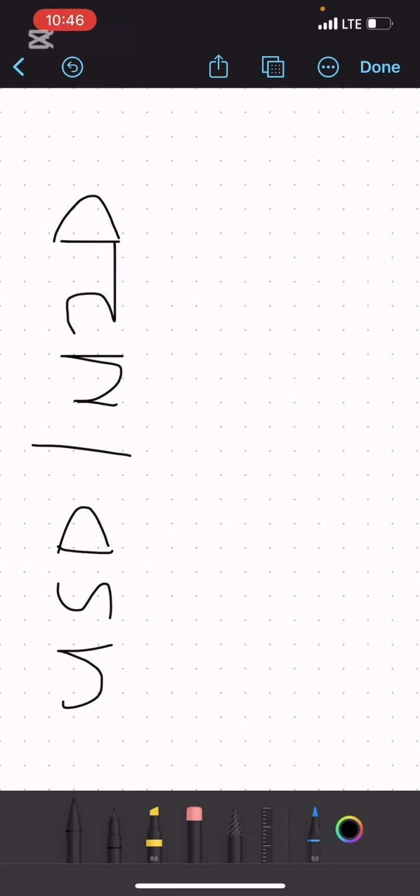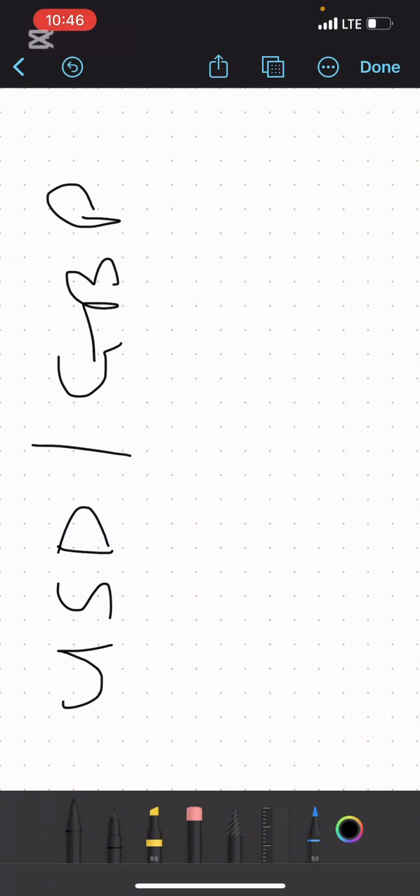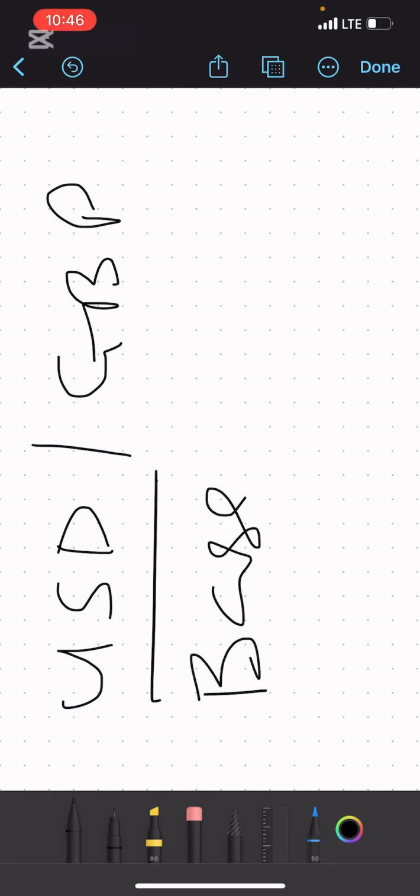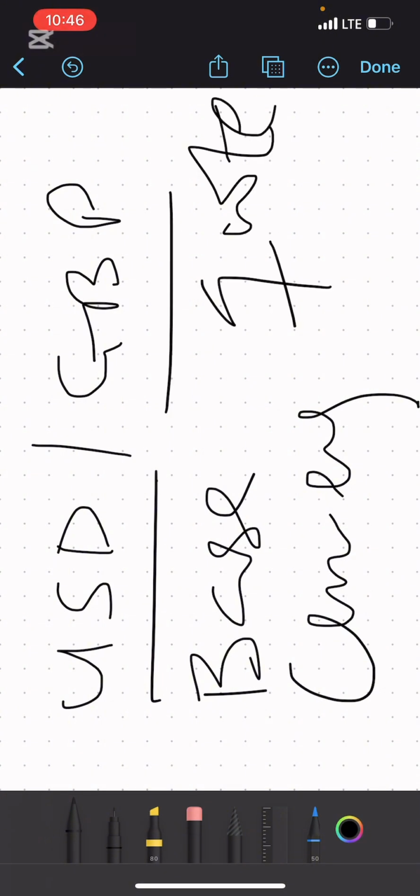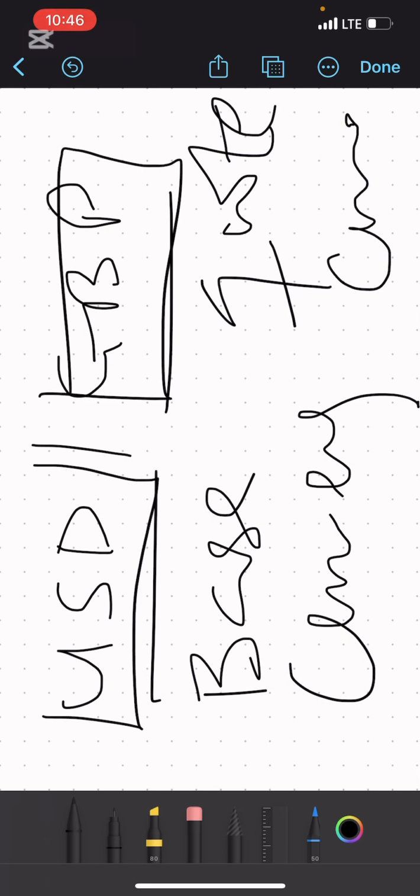Okay, USD NZD. Or let's say, for example, USD GBP. So let's say this is called the base currency, and this is called the quote currency.